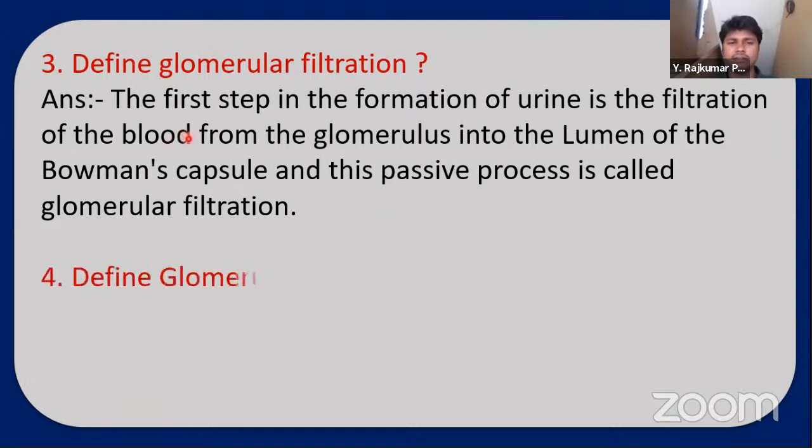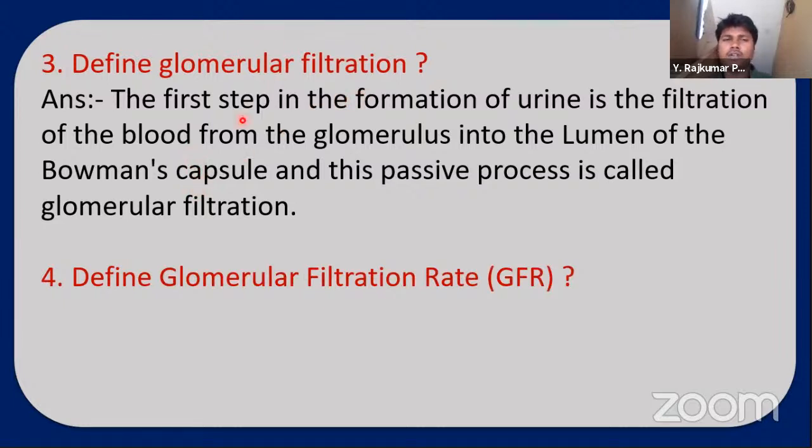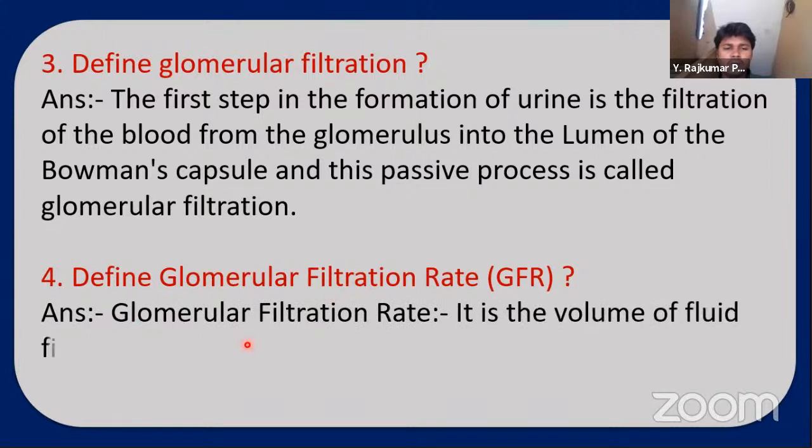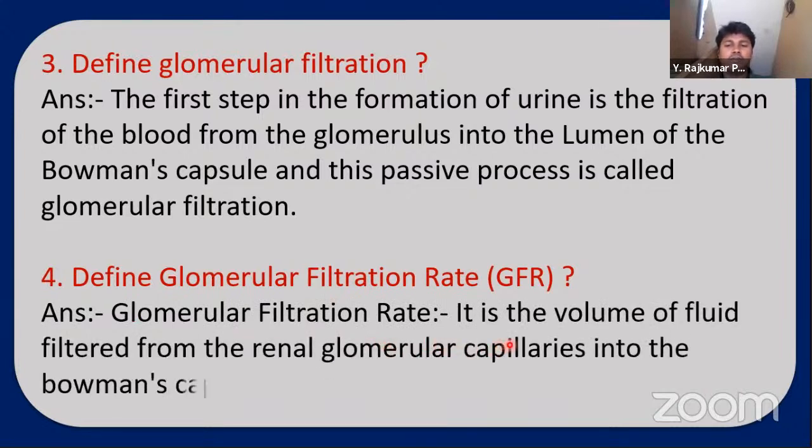Let's see the next one, define glomerular filtration rate. Out of this glomerular filtration, there will be the filtrate formation. That's called the primary urine. Okay, primary urine. So define glomerular filtration rate. What is this? Glomerular filtration rate is the volume of fluid filtered from the renal glomerular capillaries into the Bowman's capsule per unit of time. Okay, this is called glomerular filtration rate.